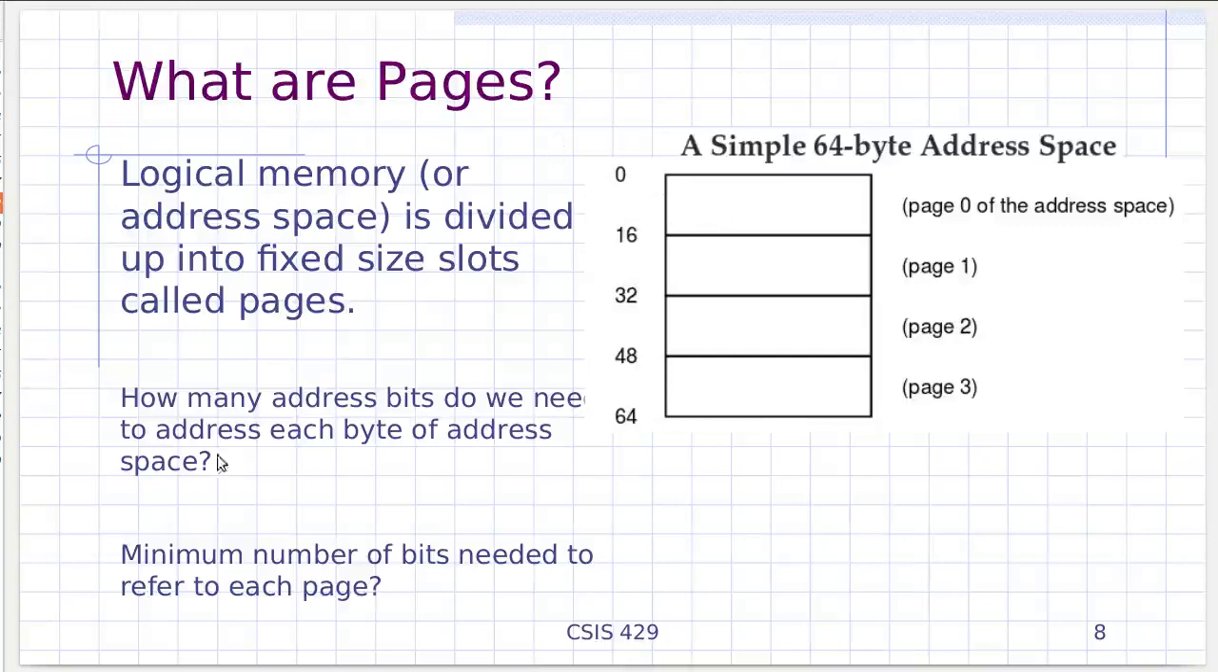So how many address bits do we need to address each byte of this process address space or virtual memory? That would be 64 bytes. What power of 2 will give you 64? That's 6. Okay, and the minimum number of bits needed to refer to each page that we just saw is 2. So 2 bits will give us 4 combinations, and that will help us find the page. And then within the page you'll have 16 things. You need 4 bits for that. So combine the 2 and 4 will give us 6, and 2 to the 6 is 64.